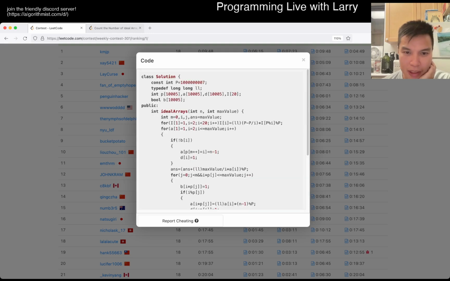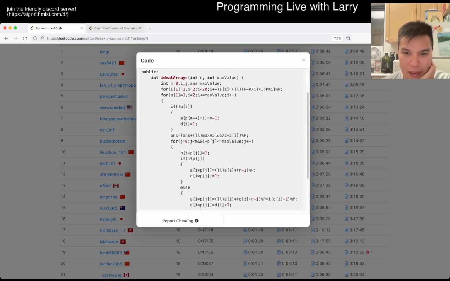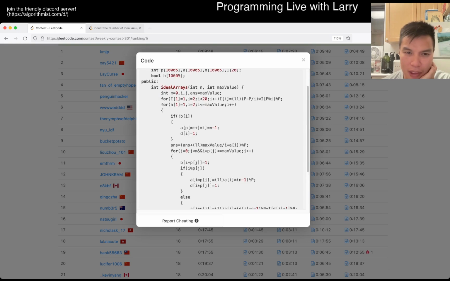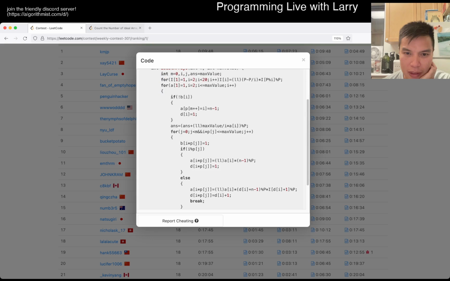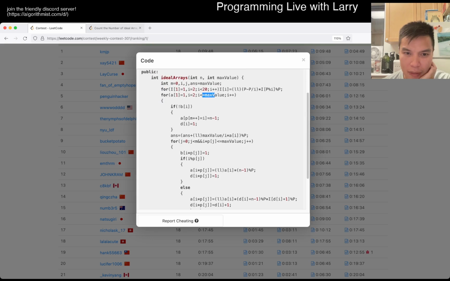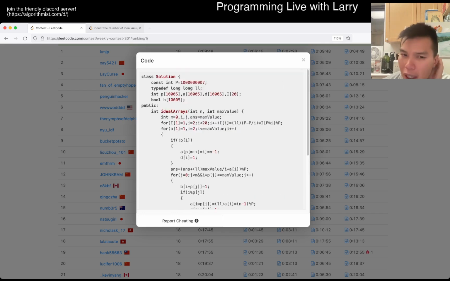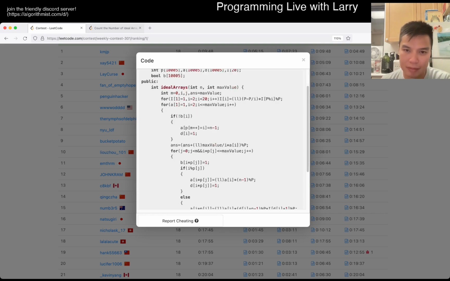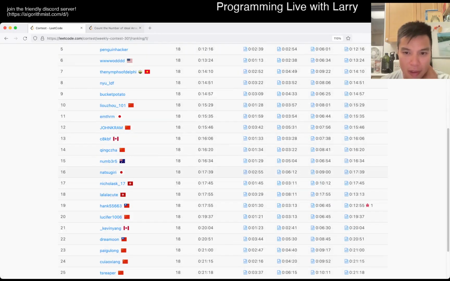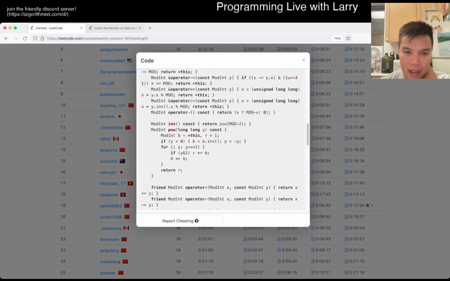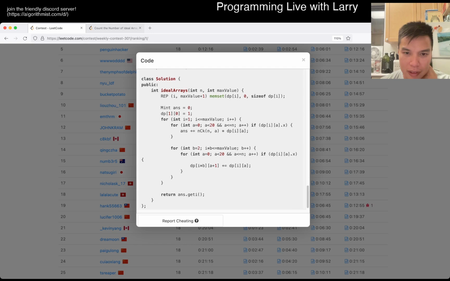This looks like DP. 20. Why is this 20? Max value. Why is this not max value squared? I guess maybe it is, and it's just fast enough in C++. Is that it? This is just like the number of factors or something. I don't know this one at all. I don't think I know the math for this one.